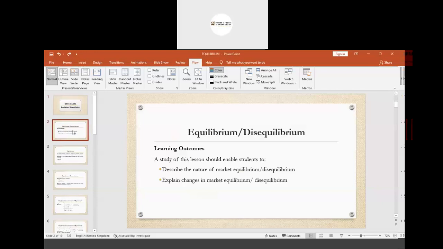The objective that we hope to have achieved at the end of this session, or the learning outcomes, is that the learner should be able to describe the nature of market equilibrium and disequilibrium, and explain changes in market equilibrium and disequilibrium. We shall, however, look at disequilibrium in a different video.